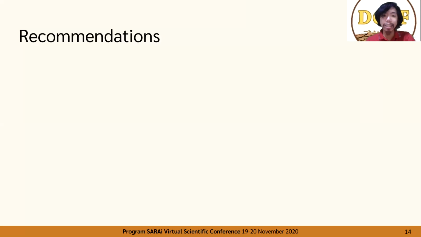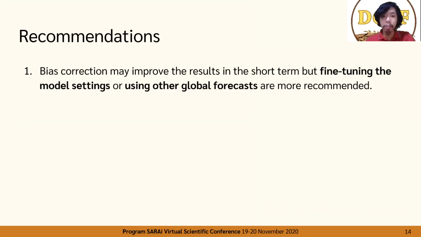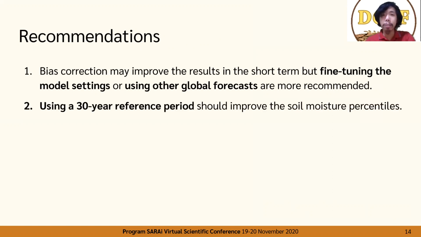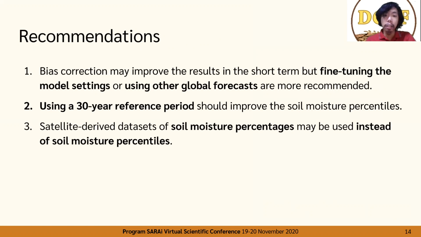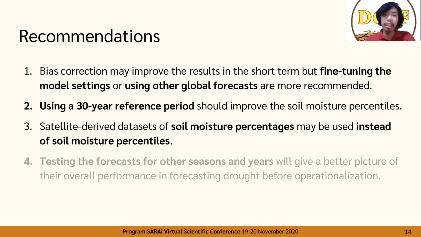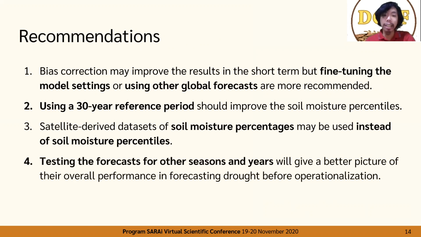For the recommendations, bias correcting the forecasts may improve the results in the short term, but it is more recommended to fine-tune the model settings or test other global forecasts as well. Once we are able to simulate the 30-year reference period, the results for soil moisture percentiles should improve. Or, alternatively, we can use soil moisture percentages from satellite-derived datasets. Lastly, in order to get a better picture of the overall performance of the forecasts for operationalization, other seasons and years should be considered as well.